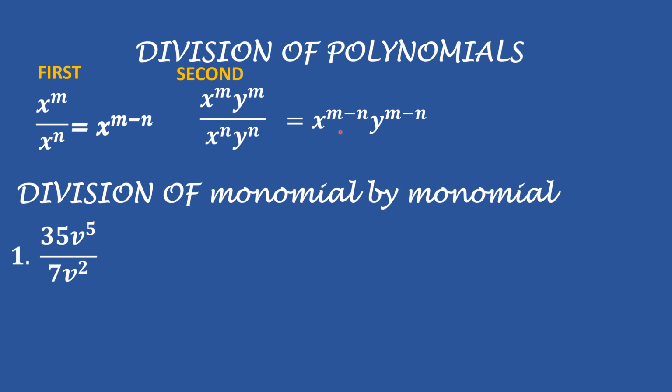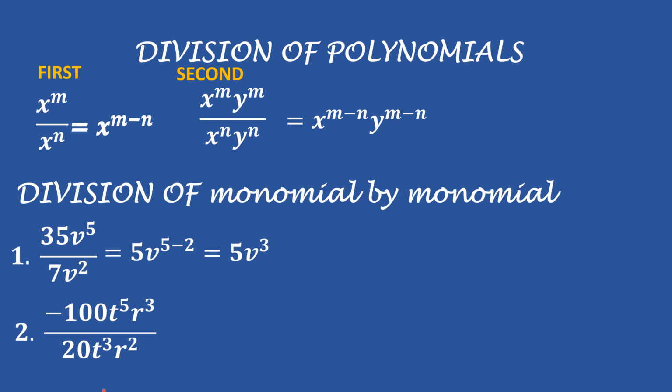So let us have this, number one. As you have seen, the 35 and 7 are both constants. As usual, if we are going to divide whole numbers, we simply divide 35 by 7 and it gives us 5. And then as we have in the first law of exponents that is needed in division of polynomials, we just simply subtract 5 minus 2 because v is the common base. And then to further simplify, we have 5v to the power of 3.